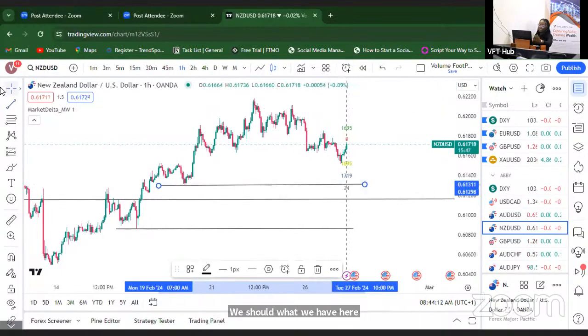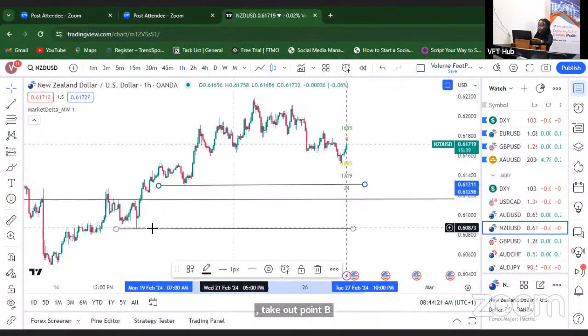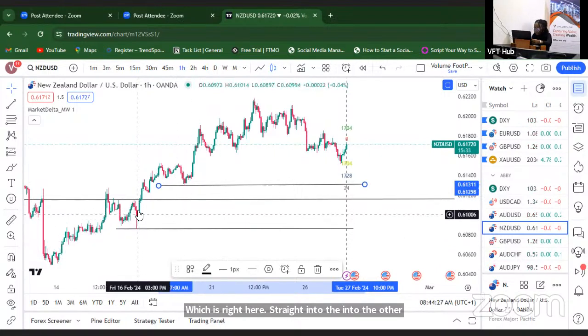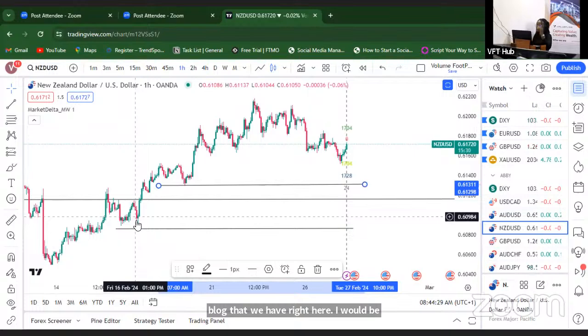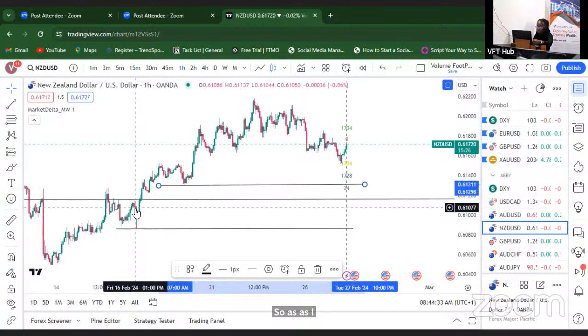So what do we want to say NZUSD do? Point A has been formed, point B, point C. NZUSD should come and take out point B, which is right here, trade into the other block that we have right here. I hope you can see where I'm hovering my mouse. So we expect NZUSD to take out point B, trade into the other block, and then start to buy.